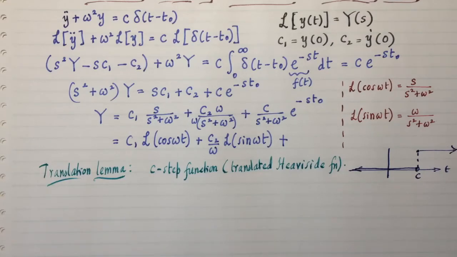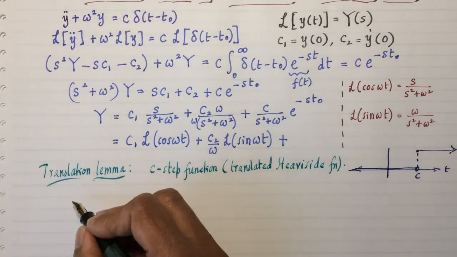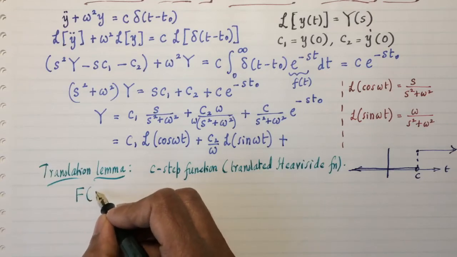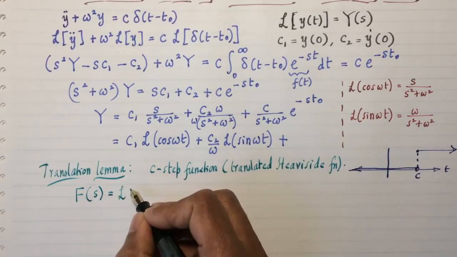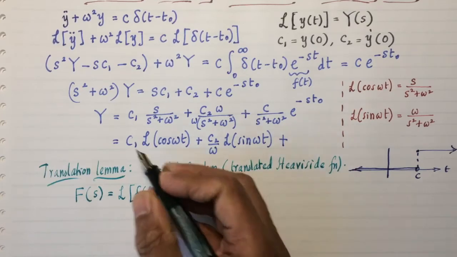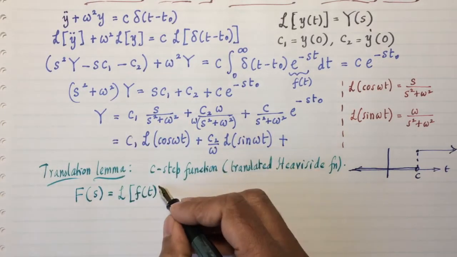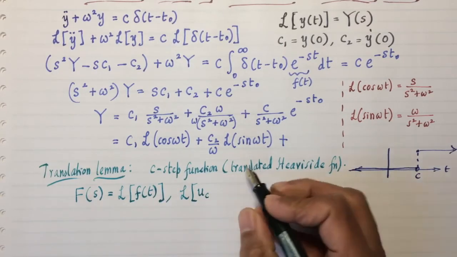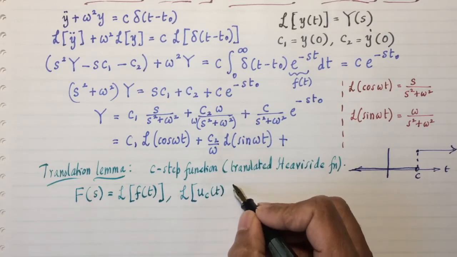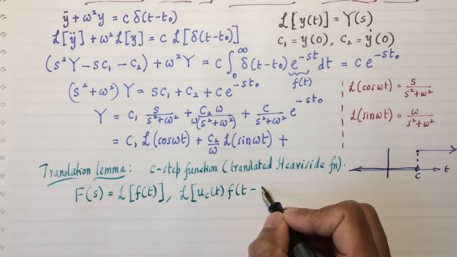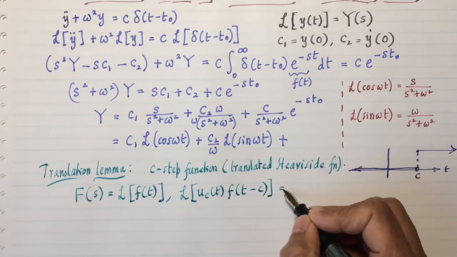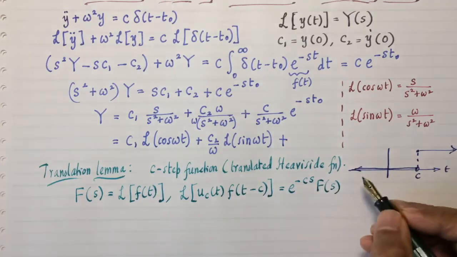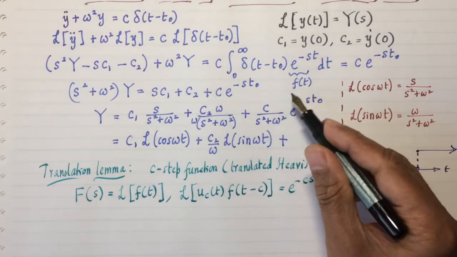So the two translation lemmas we need are the following. If we call F of s the Laplace transform of f of t, or I could have called it Y, but I don't want to confuse it with the y here, then the Laplace transform of the c-step function times the function at t minus c is equal to e to the minus cs F of s. You can see how that immediately applies to something like this.